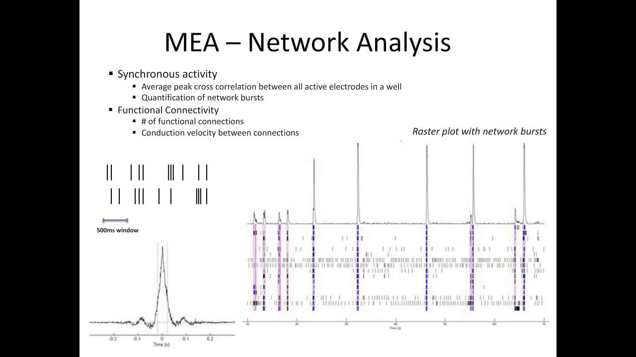Daniel also mentioned that we can look at network analysis, so again, looking at synchronous activity, cross-correlation, and quantifying network bursts is an important aspect of how these networks interact. Another thing I wanted to highlight is functional connections. Here we're looking at significantly correlated individual neurons or electrodes, seeing how those functional connections change over time, and also looking at the propagation speed between these connections as another potential metric of a phenotype in different conditions.